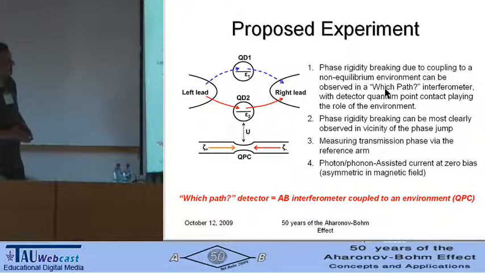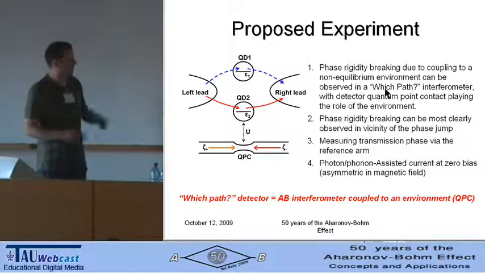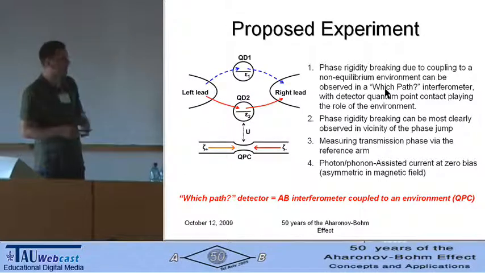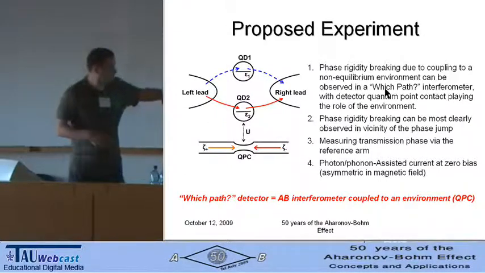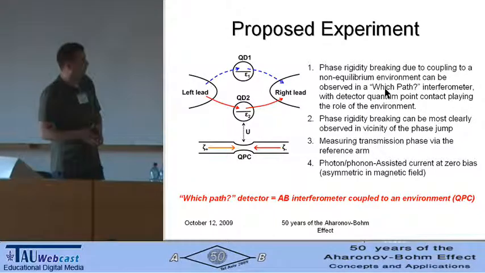I suggest to consider an interferometer like this, which is a closed Aharonov-Bohm interferometer. There is a quantum dot in each of the arms. And one of the quantum dots is coupled to a quantum point contact via Coulomb interaction or by some other means. But for simplicity, we suppose that it's Coulomb interaction.